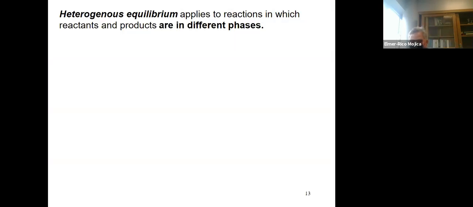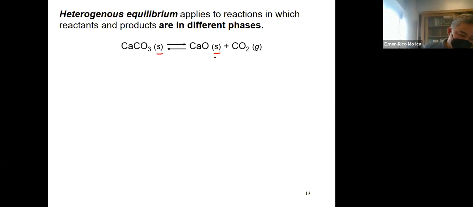Now, to the question that Chino brought, what about if you have a solid? This is the instance when you have a heterogeneous equilibrium. What we have discussed so far are homogeneous equilibria, either gases or aqueous. Now, what if you have more than one phase? So we have the so-called heterogeneous equilibrium, and it applies to reactions in which the reactants and products are in different phases. So for instance, if you have it like this, what are we going to do with the solid?